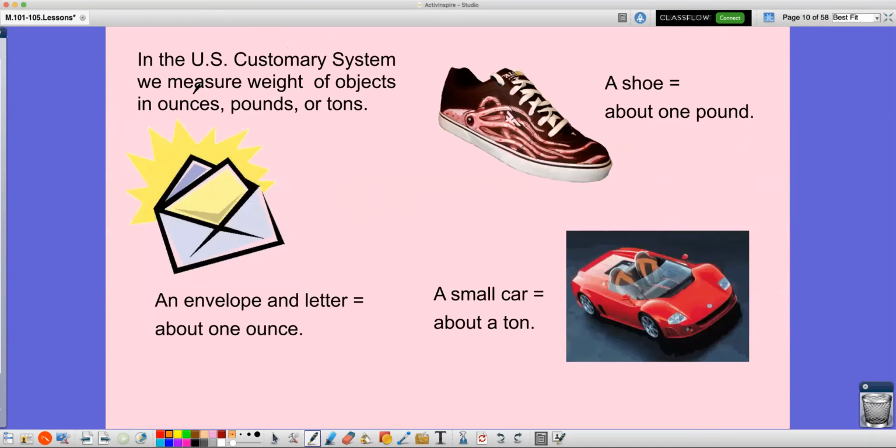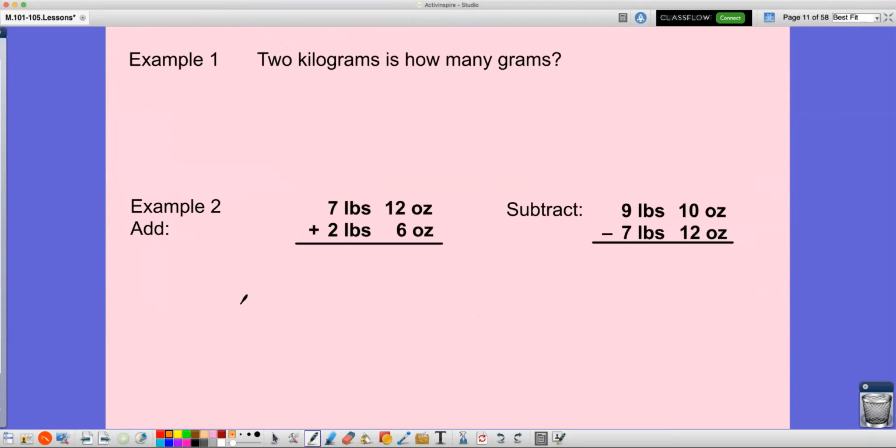In the US customary system, we measure weight of objects in ounces, pounds, or tons. So an envelope and a letter will equal about 1 ounce. A small car will equal about 1 ton. A shoe will weigh about 1 pound. Using those, let's work through some problems here.